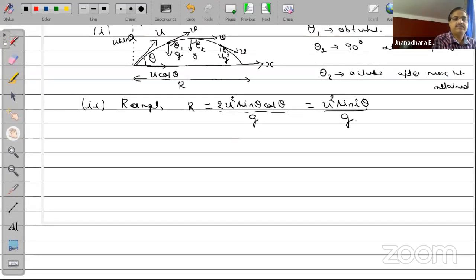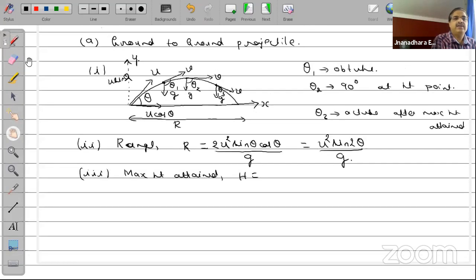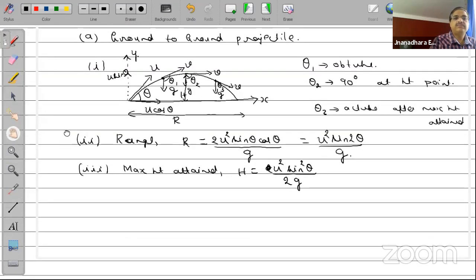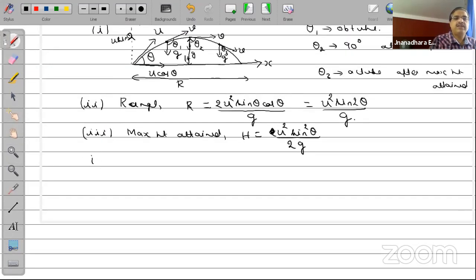Okay, note down that. The third point of interest here is what is called the maximum height attained by the projectile. This is the height here that is shown. This height is what refers to as the maximum height. This h you can write as u square sine square theta by 2g. This is the maximum height attained by the particle. I should have done this as the first one, but nonetheless, we will write down this.